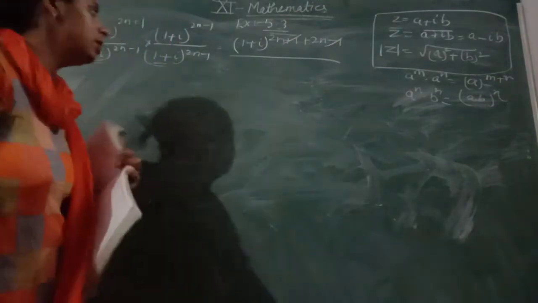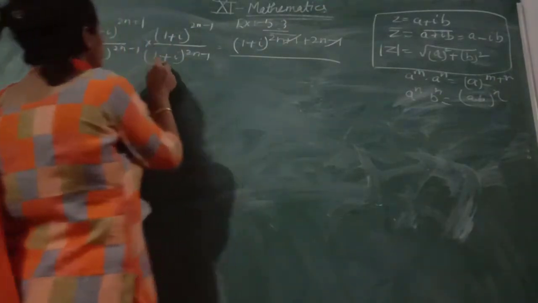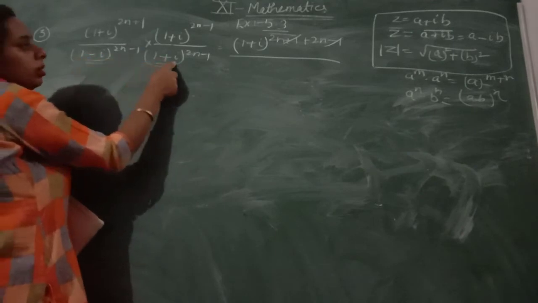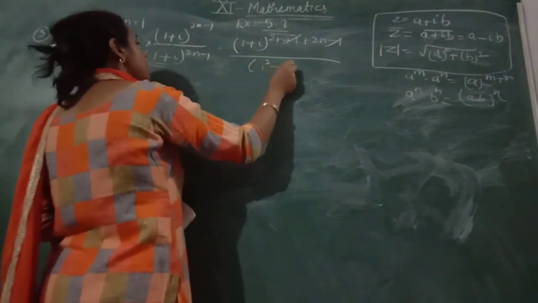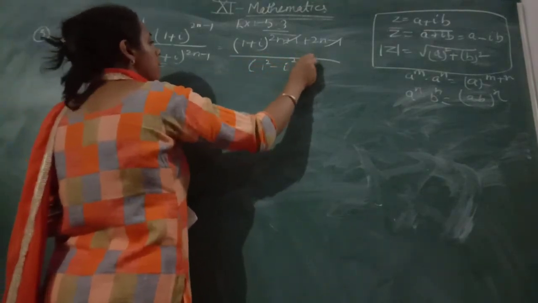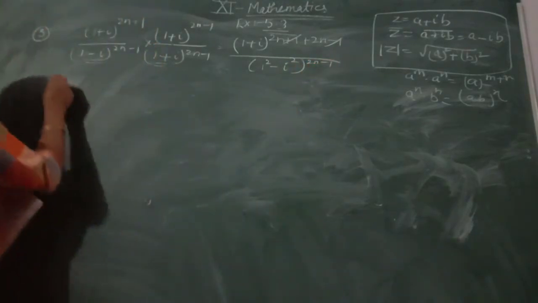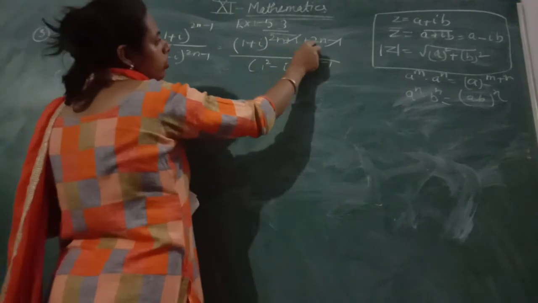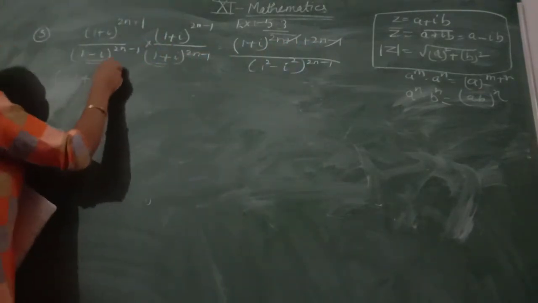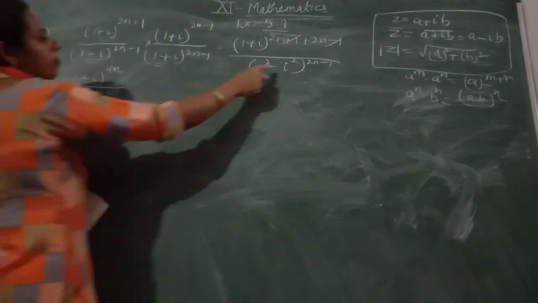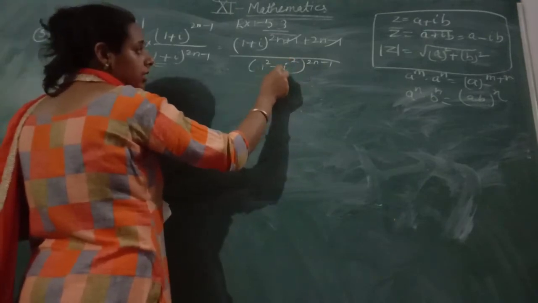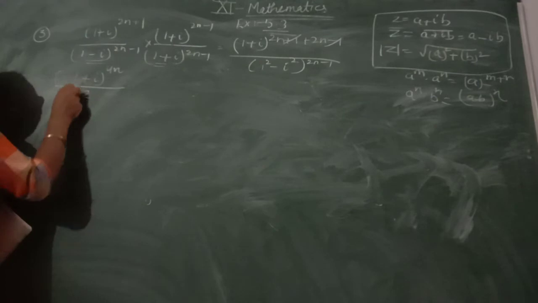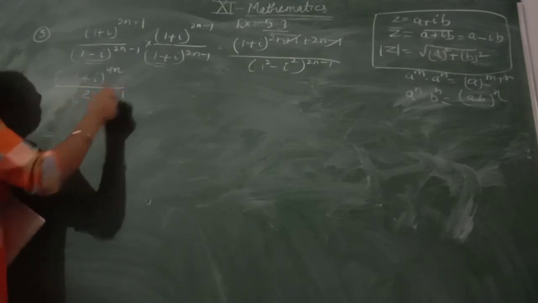So a^n into b^n becomes (ab)^n. Since the power is the same, we take it one time. On multiplying these terms, you can see there is the identity (a - b)(a + b) = a^2 - b^2, and the power is 2n - 1. So (1 + i) in the numerator has power 2n and 2n, that is 4n, and in the denominator you have 1 - i^2. Put the value of i^2, that is -1: 1 + 1, that is 2, with the power 2n - 1.